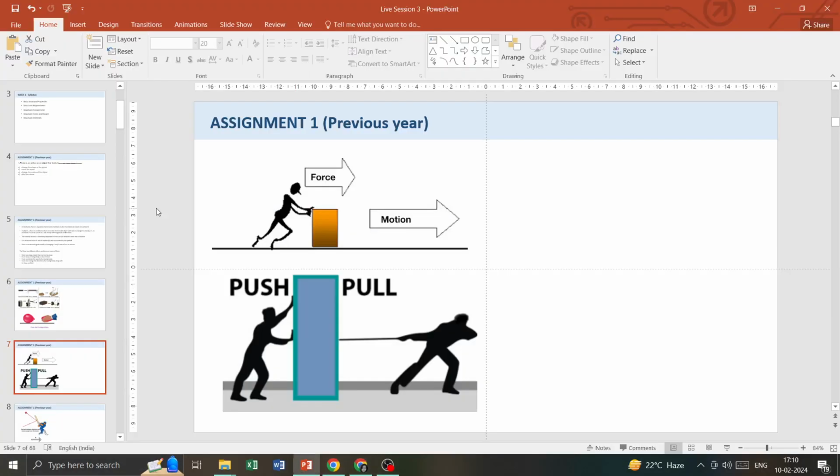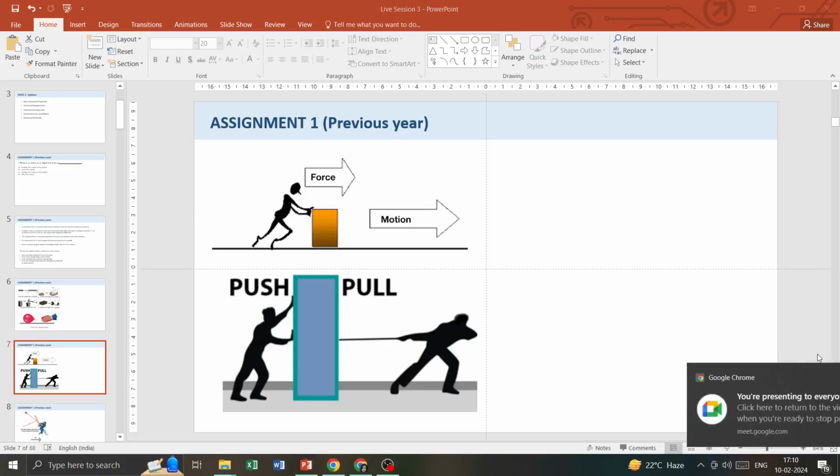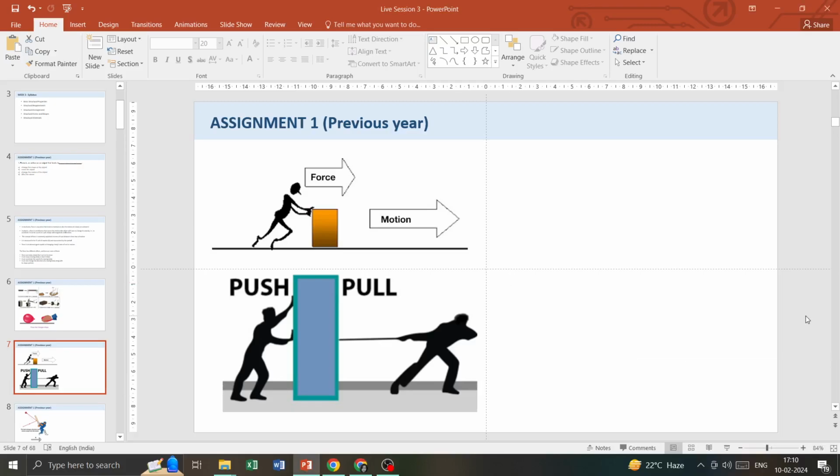Again, if you see this, there is this object, and when you put force on it in this image, you can see there is motion. Also, if you pull the object, then there is motion. So motion can occur on an object if force is applied in the form of pushing or pulling, or both together.